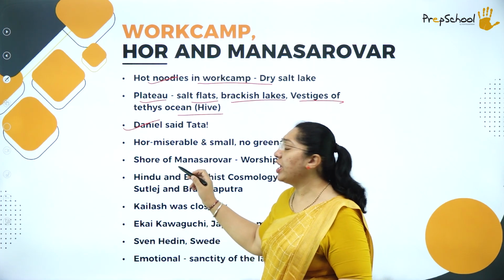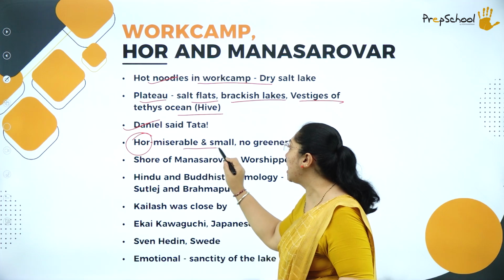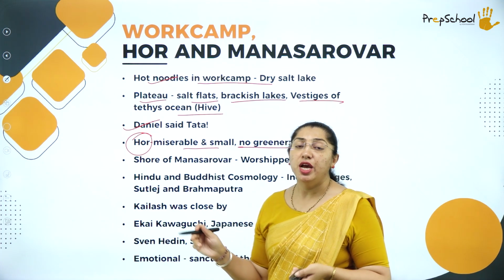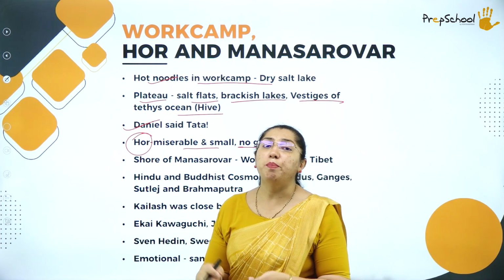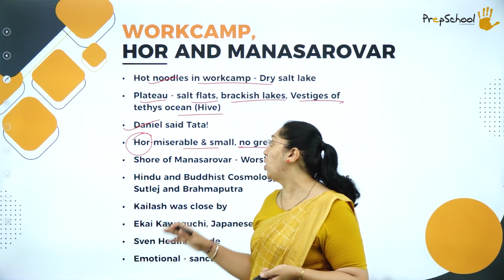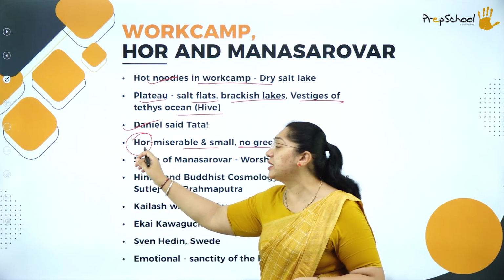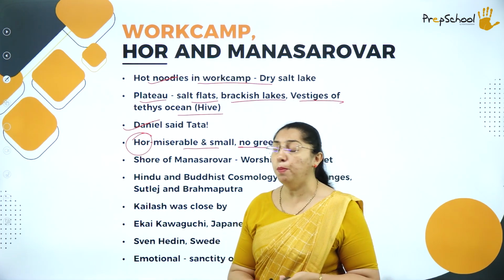Next, they reached a place, Horn. Horn is a very miserable, small place with no greenery. It looks like completely dry land because there was no greenery at all. It was very small. That was the place called Hor.